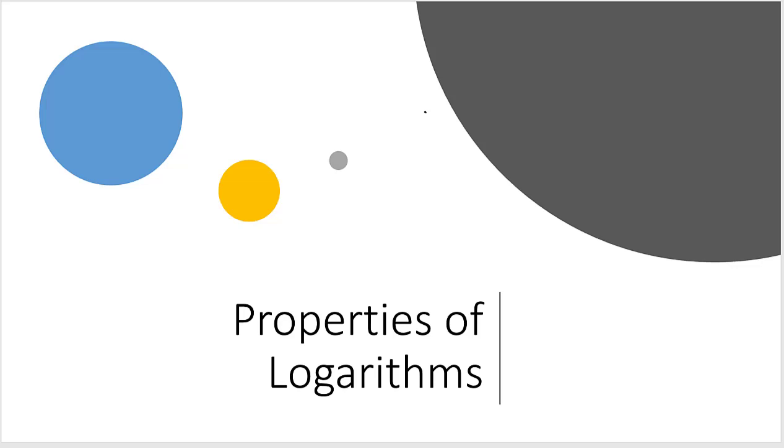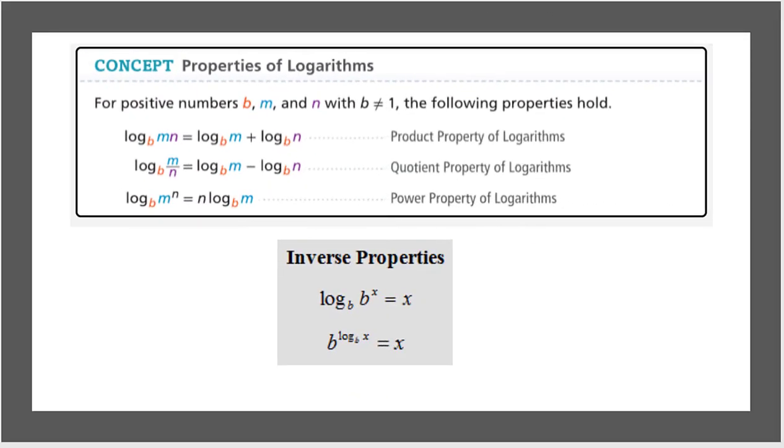Properties of logarithms. We are going to move between what we call our condensed logarithm to our expanded logarithm. If you look at the left-hand side of the equal sign in the properties of logarithms, this is what we call our condensed, and that's where you'll see one logarithm. With our expanded, you could potentially see more than one logarithm.